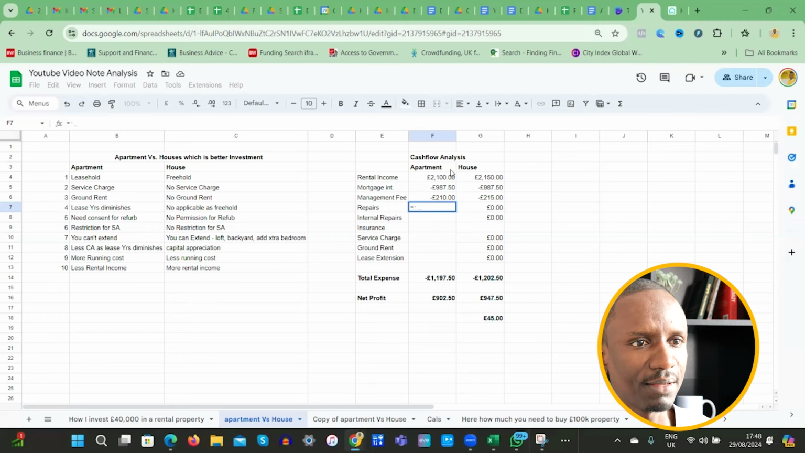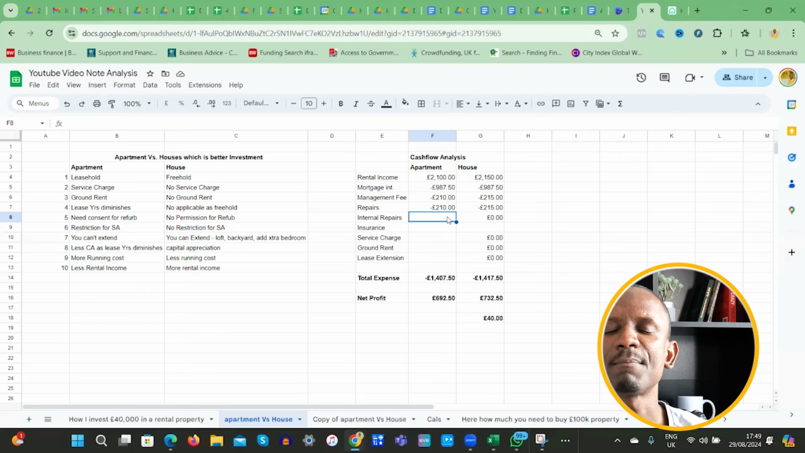Okay, we put that here times 10%. I like to do 10% so that you've got enough money saved for whenever something goes wrong in the property, so you don't have to take out of your profit to fix the property.